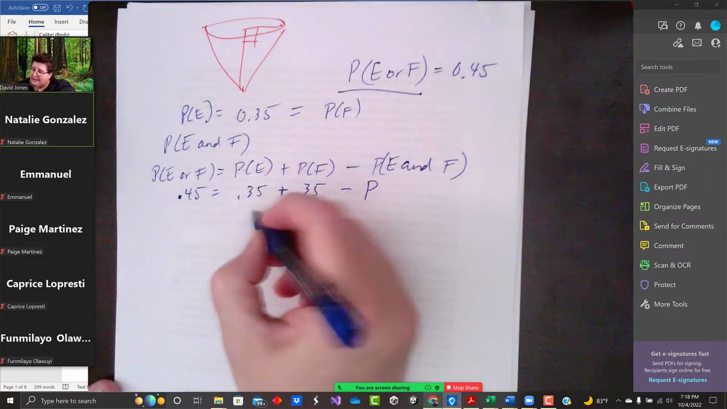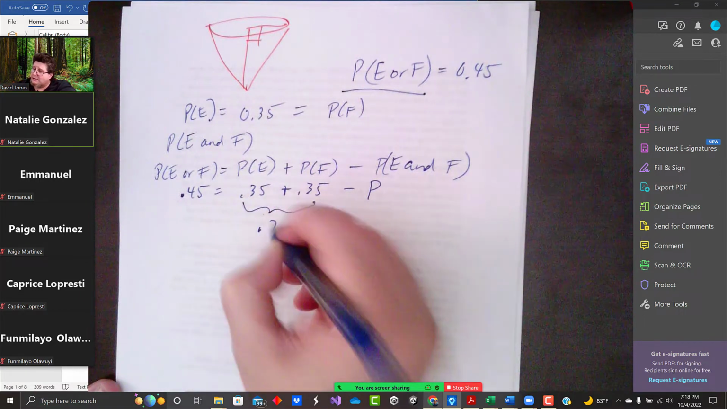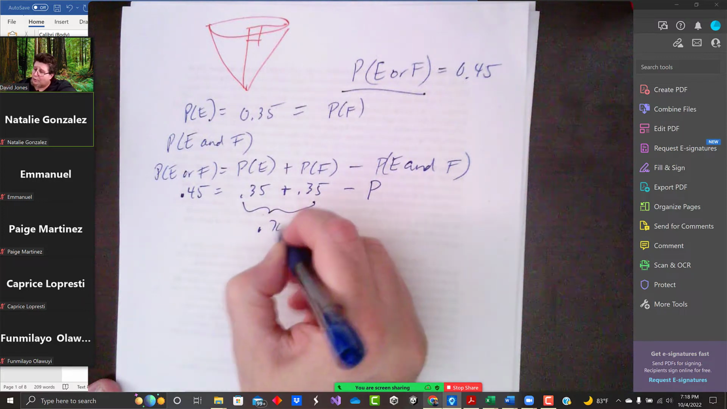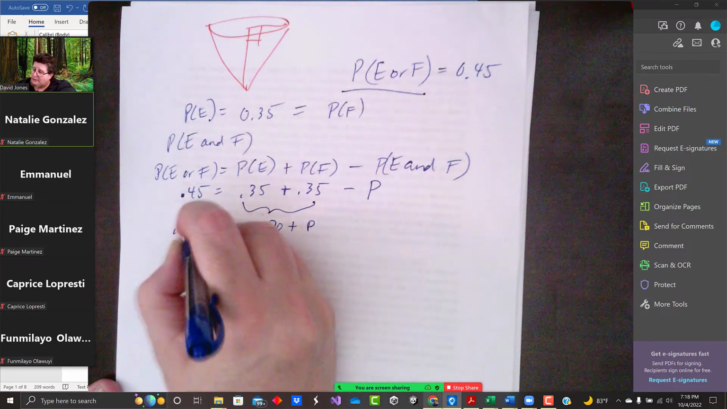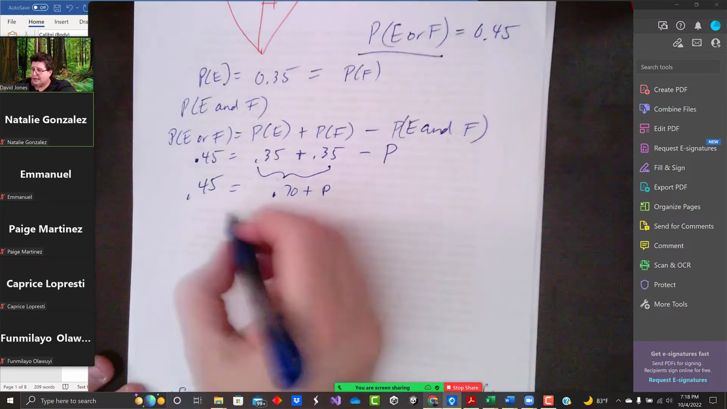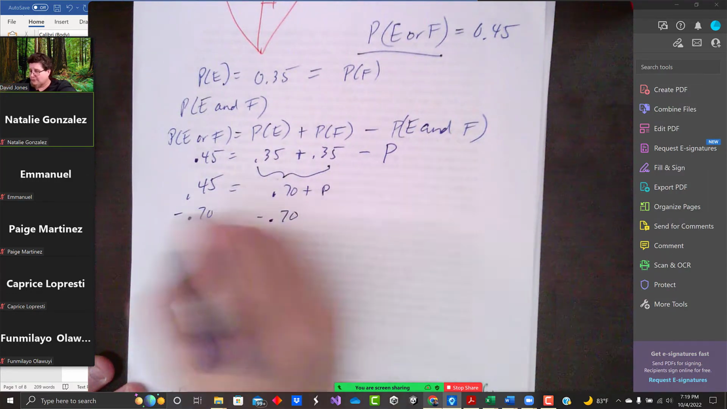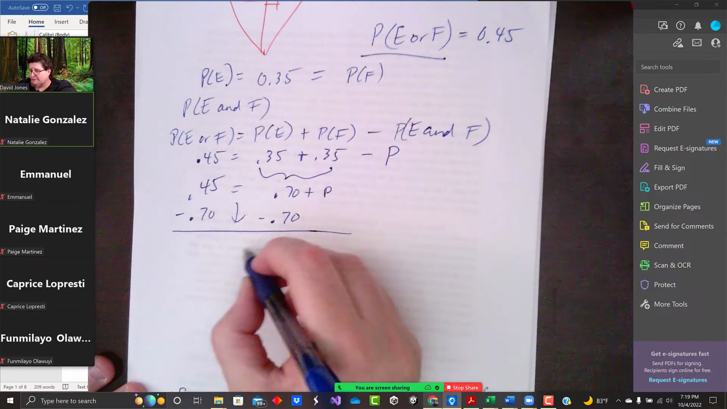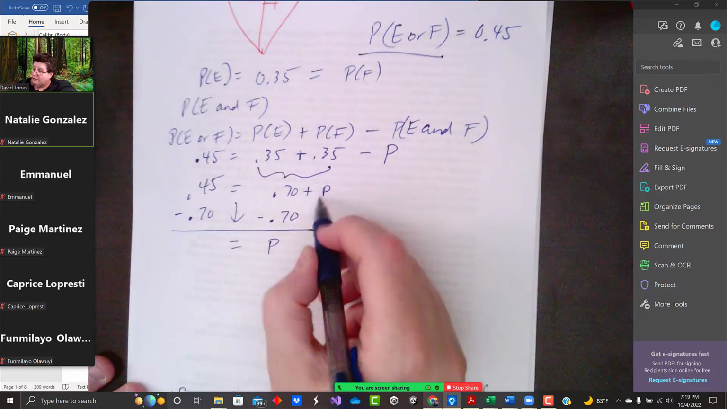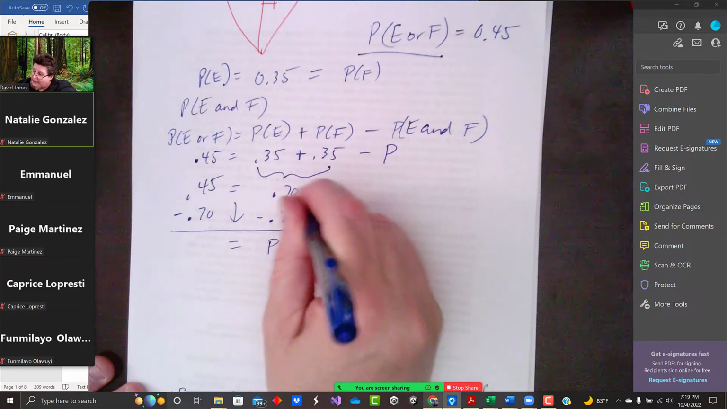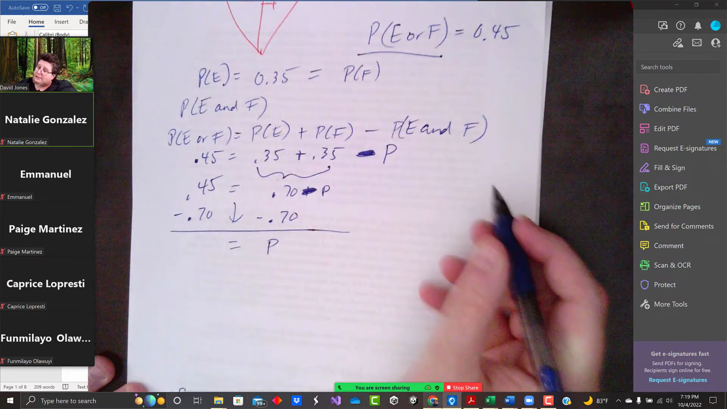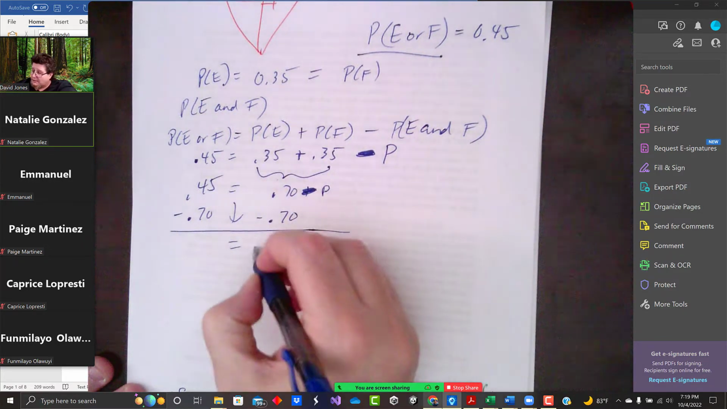If I add these up, it's 0.7, or 0.70. And you could subtract 0.70 from both sides. And on the right side, it goes away. We're just left with P. Nope, that was a negative P. This negative matters. I got a negative P.